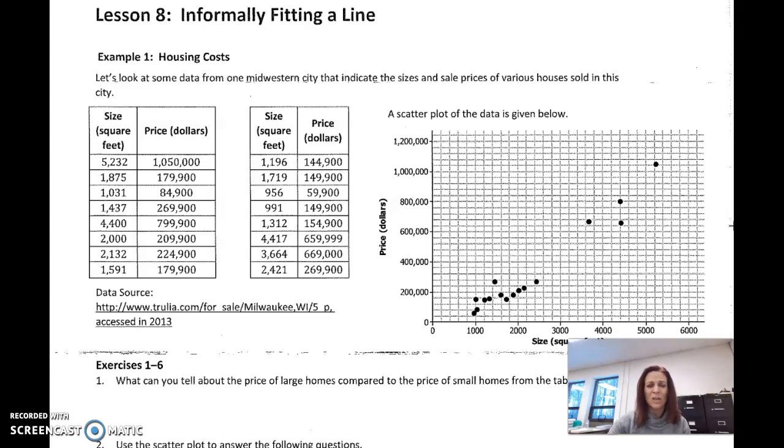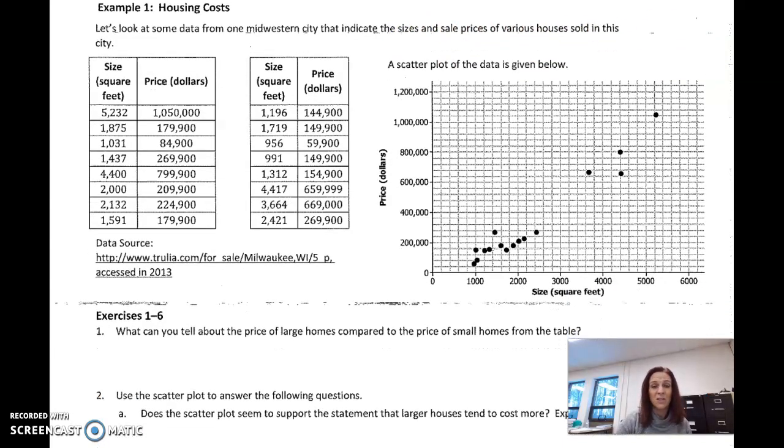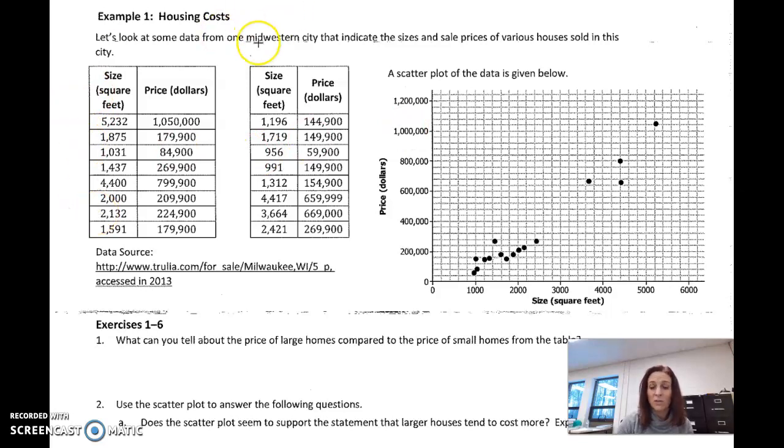Okay? So it says, let's look at some data from one Midwestern city that indicate the size and sale prices of various houses sold in the city. These are Midwestern, kind of around our area somewhere, I guess. A 5,232 square foot house would be $1 million. A 1,875 square foot house would be almost 180,000. Okay, so looks like it's Milwaukee area here, right? So this is the size and this is the price, okay?